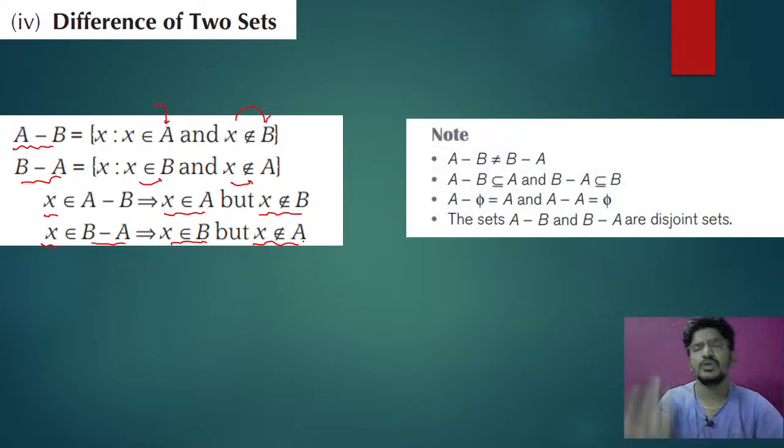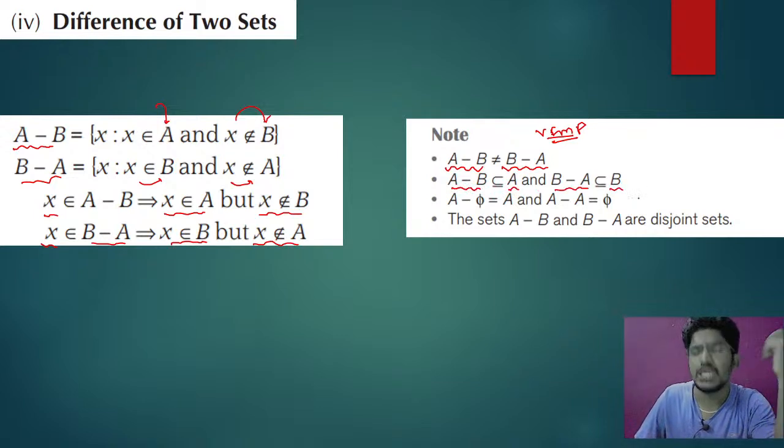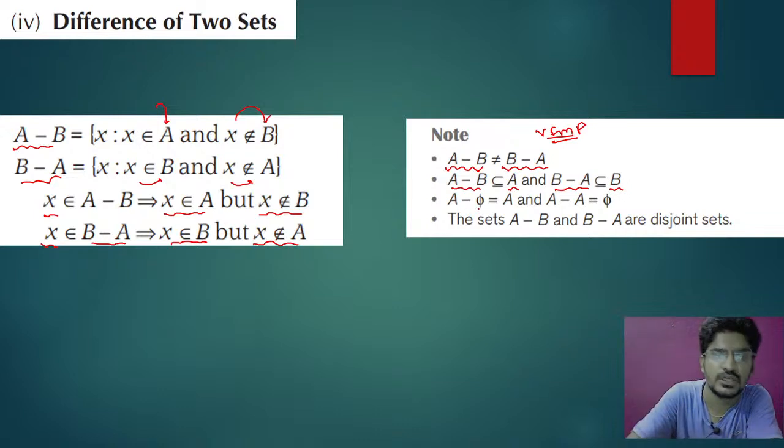No problem. So here coming to this, you just see A minus B is not equal to B minus A. Very important note. A minus B is not equal to B minus A. A minus B is always subset of A. B minus A is always subset of B. You can verify it, no problem.